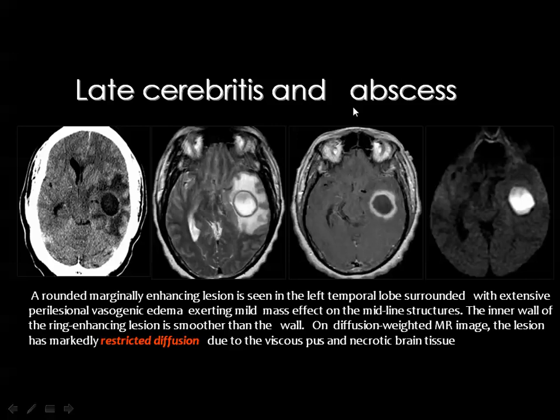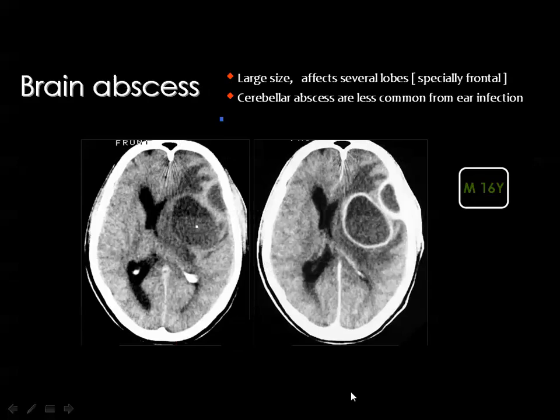But in late cerebritis and after abscess formation, you get a marginally enhanced lesion surrounded by perifocal brain edema. The lesion is of low signal in T1, high signal in T2, and shows uniform marginal enhancement, and very characteristically you get restricted diffusion in inflammatory lesions in general. Sometimes a glioblastoma multiforme may simulate an abscess, and you may get help from diffusion weighted images as well as MR spectroscopy to differentiate.